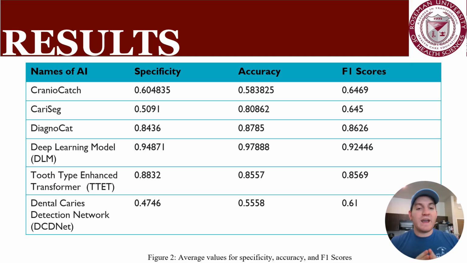We have the names of the AI, and then as you can see, some of the values, like for the deep learning model, we can see how high the specificity is with 0.94, which is almost like 94% pretty much. It had an accuracy of an average of 97%, and it had an average of 92% F1 scores with all the AI, with all the panoramic radiographs that were sent and recorded with the AI.